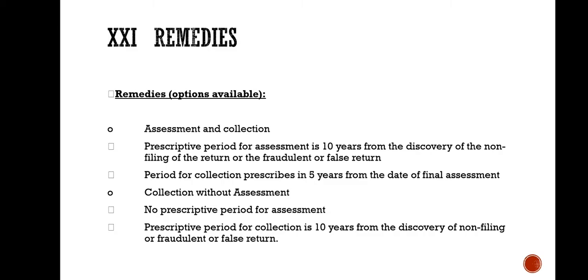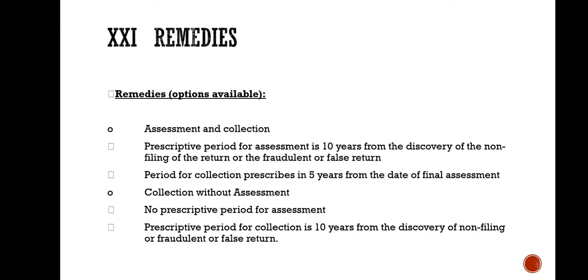So, another one. These are the remedies or the options available, assessment and collection. For assessment and collection, the prescriptive period for assessment is 10 years from the discovery of the non-filing of the return or the fraudulent or false return. The period for collection prescribes in 5 years from the date of final assessment.